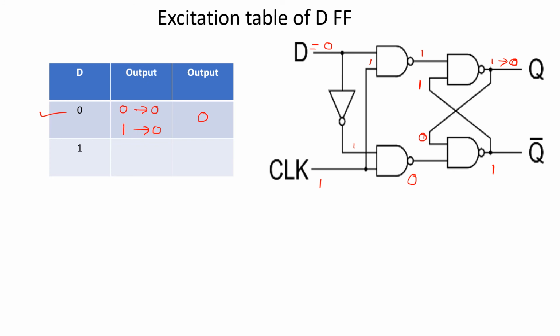Now let us go for the next condition. First we will remove the previous condition values. So when I apply now D as 1, what happens to the circuit we will see. So before that we have to assume at the output in the beginning we will assume Q is equal to 0. We will make now D is equal to 1. Now this 1 comes here and it becomes 0 here. Clock has to be 1. 1 0 becomes 1 here. This 1 1 becomes 0 here.